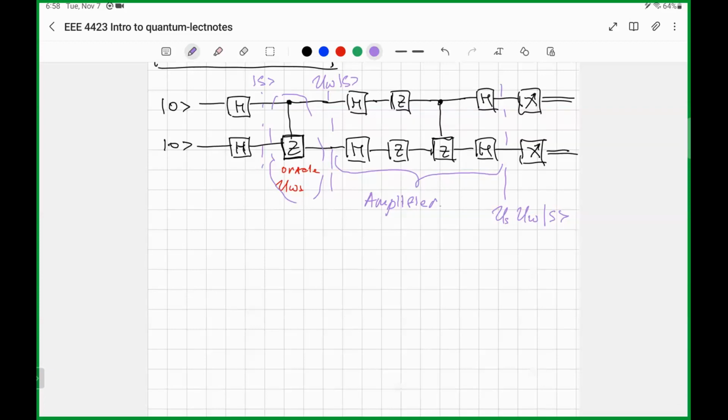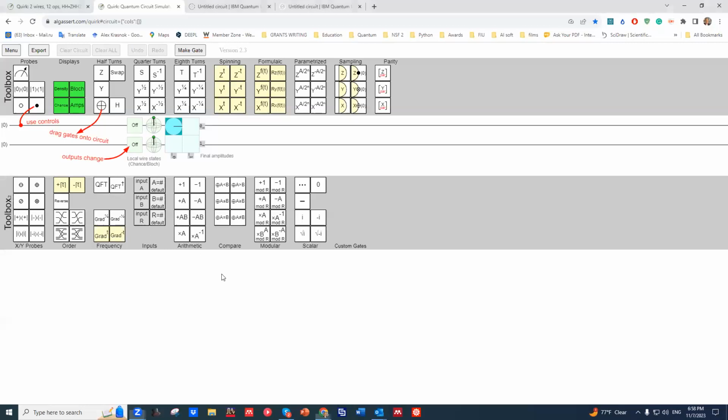Now we can go to Quirk, for example, and check that our circuit is correct. So do you see the screen with Quirk? Anyone?